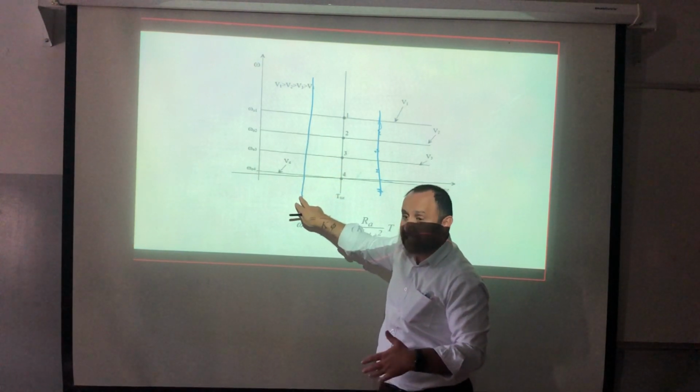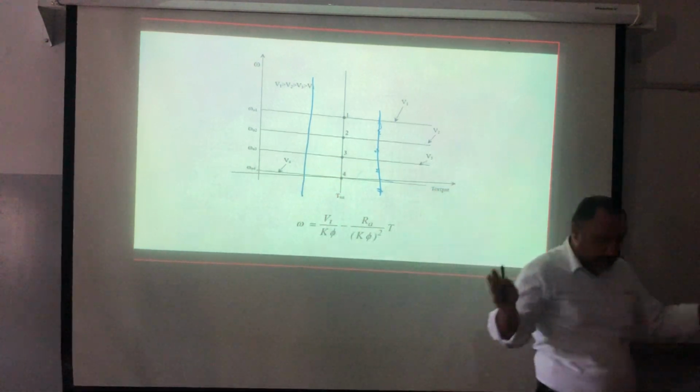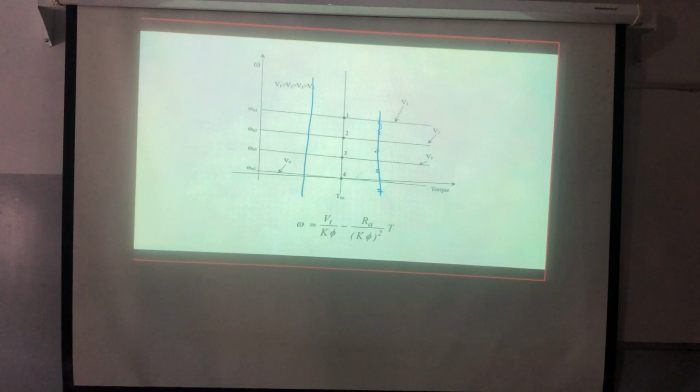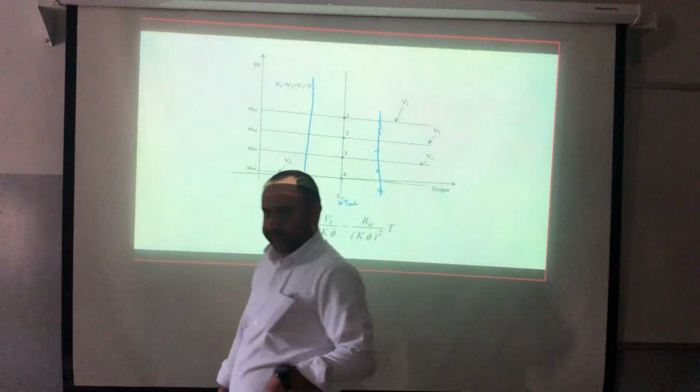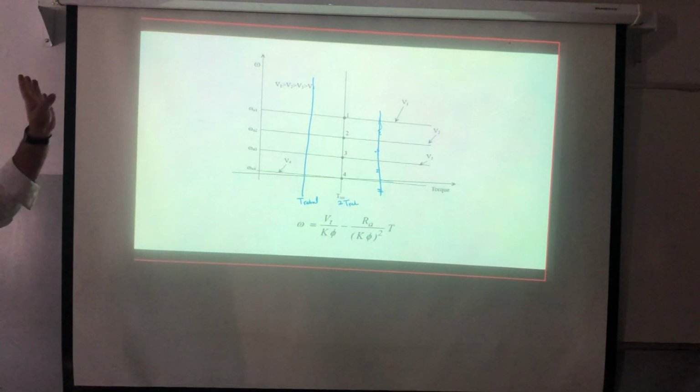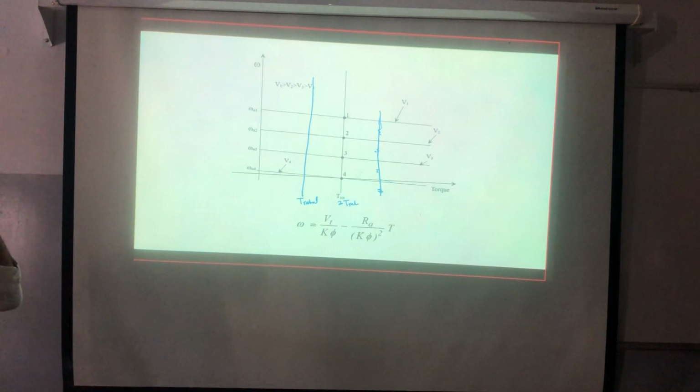Let's say this one is T rated, and this is twice the rated, as an assumption. So this will be T rated, and this will be 2 times the T rated. So I need to calculate beforehand how much voltage I need to impose at starting. Now let's see, omega equal to what at 4? 0, thank you. The current equal to what at 4? Yeah, 2 times I rated.